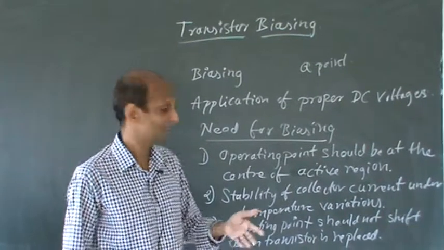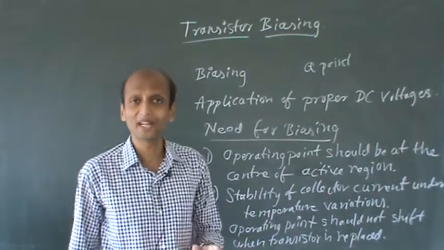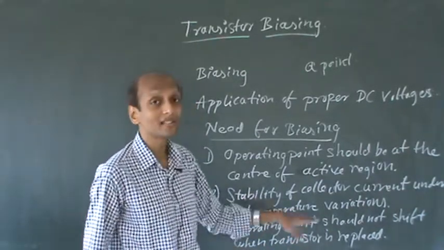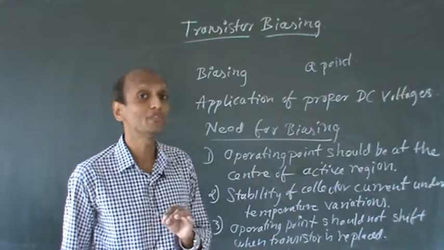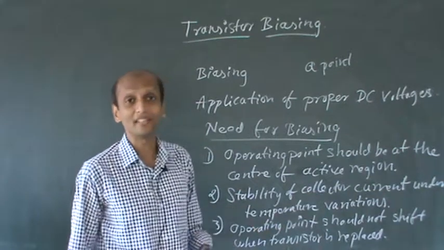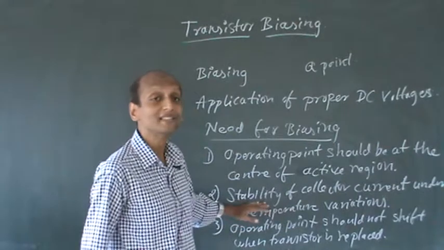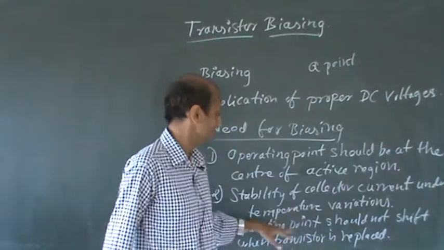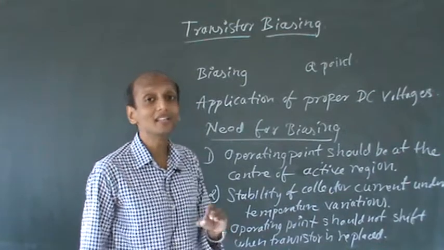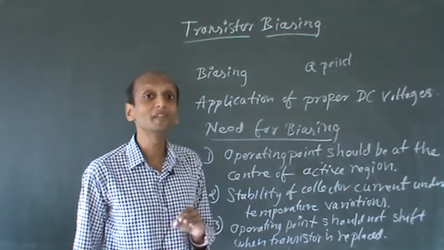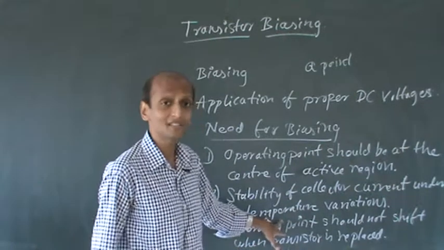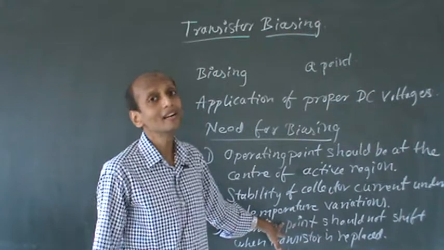So we know that temperature may increase or decrease anytime. At that time the collector current should not vary. If your collector current is getting varied, then it is not a good thing, isn't it? So that's why we want stable collector current under temperature variation also. Okay, so we need the collector current or output current to be stable.